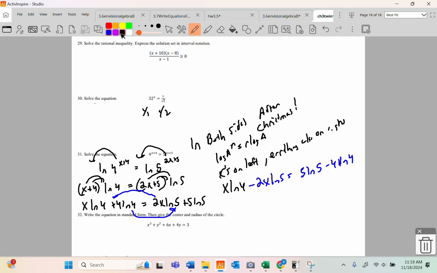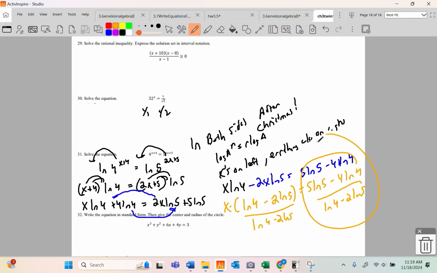Then I'm going to use my favorite F word, which is factoring. I'm going to pull the x from natural log of 4, and I'm going to pull it from the 2x ln 5. And now, finally, the opposite of multiplication is division. And that, believe it or not, is your answer. Fun stuff, huh? That's what you got to look forward to.